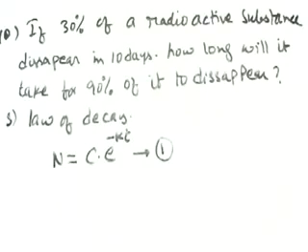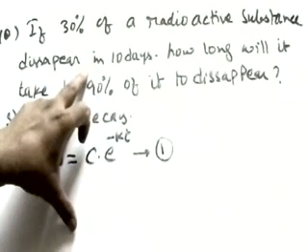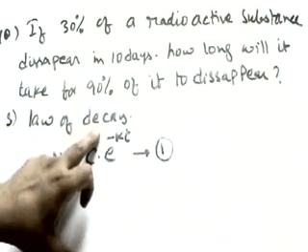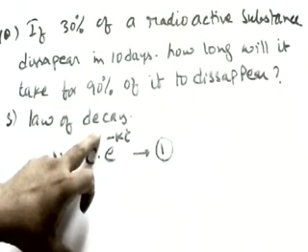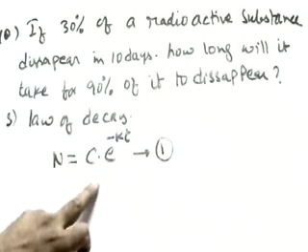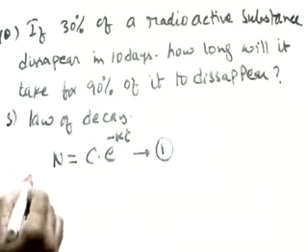Now let me do one more question. If 30% of a radioactive substance disappears in 10 days, how long will it take for 90% of it to disappear? Because this is decreasing, we can say this is the law of decay, because a radioactive substance reduces, no? So we can use the rate of decay.